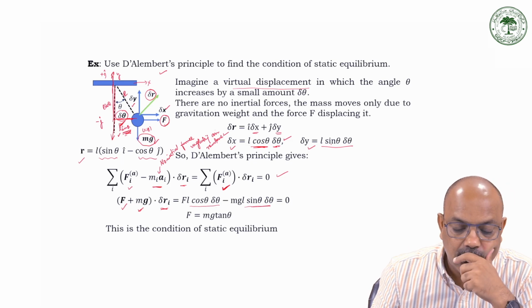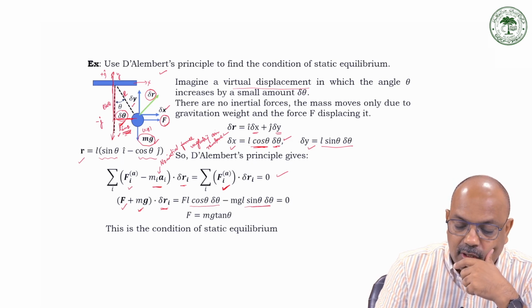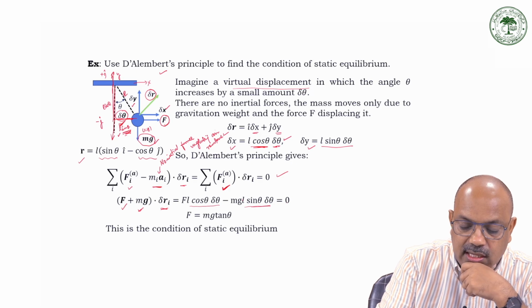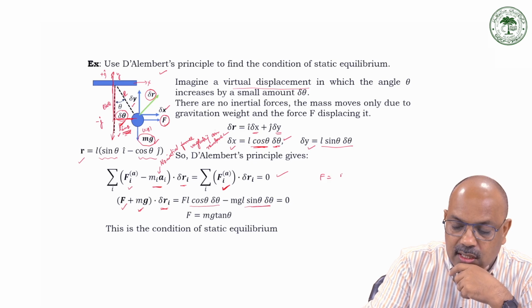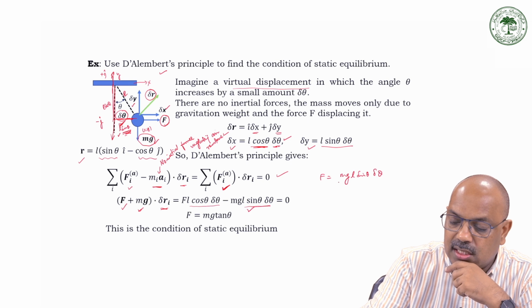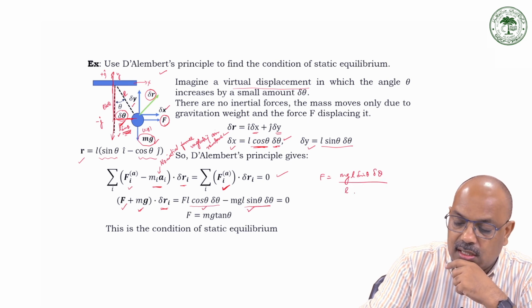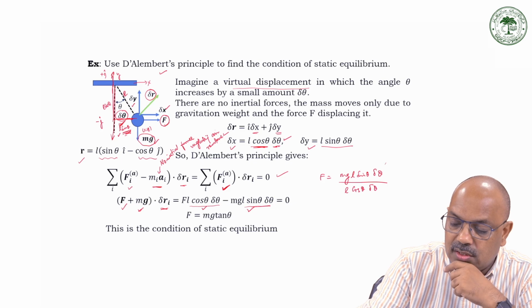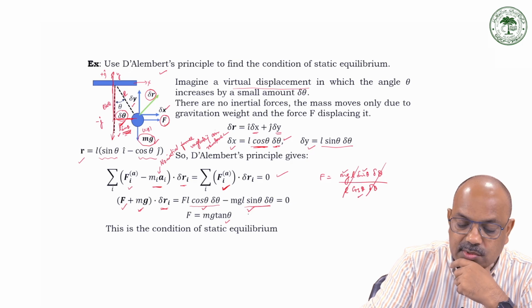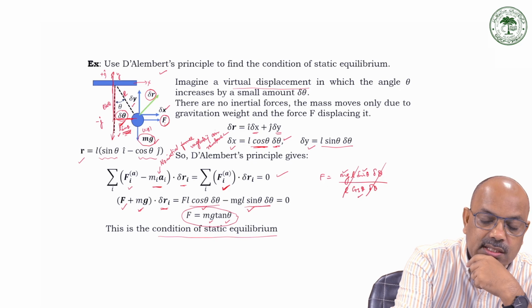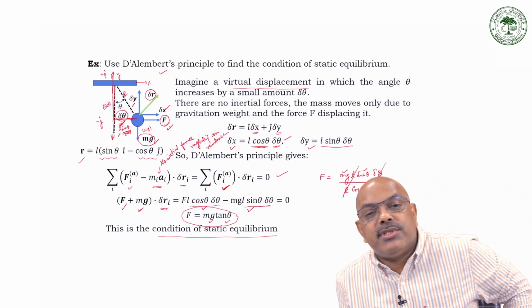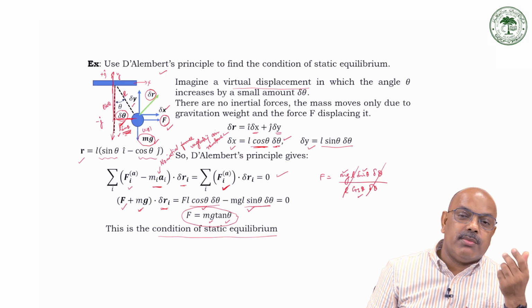Okay, so what else is going to be 0? This L cancels out. So if we take this side, F is equal to mg L sin theta delta theta divided by L cos theta delta theta. So these two cancel, L cancels, and sin theta by cos theta is tan theta, and this mg is there. So for static equilibrium, the condition is that the force which we are applying, F, has to be mg times tan theta, for this virtual displacement.